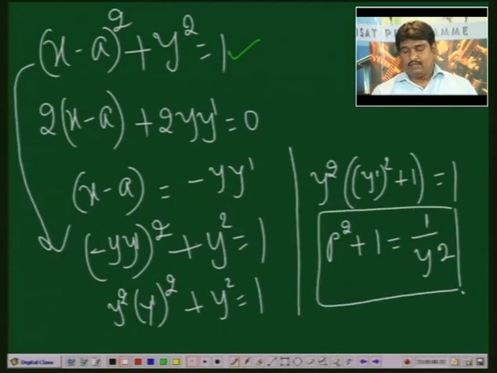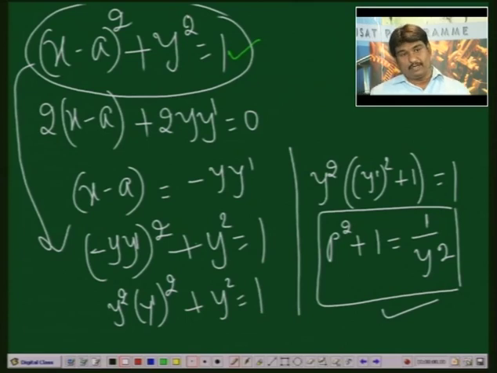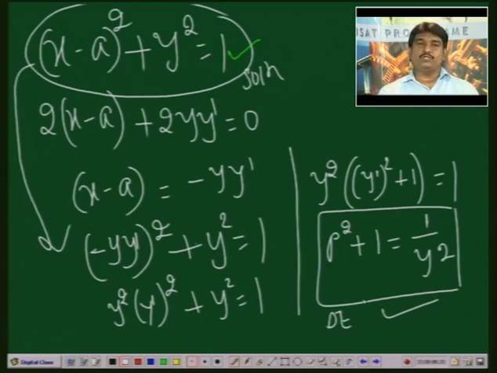This is a non-linear differential equation because degree is 2, p square. Non-linear differential equation of first order, p is present, which is dy by dx, first order derivative, p square, degree is 2, so it's a non-linear differential equation of first order, p square plus 1 equals to 1 by y square. I have formed this using x minus a whole square plus y square equals to 1. That means this is a solution of this differential equation. So x minus a whole square plus y square equals to 1 is a solution of the differential equation p square plus 1 equals to 1 by y square. This is a formation of differential equation.